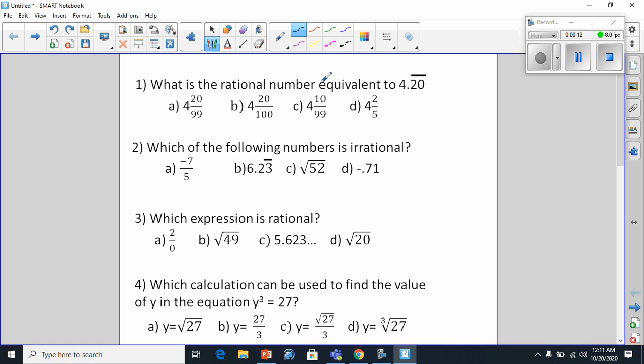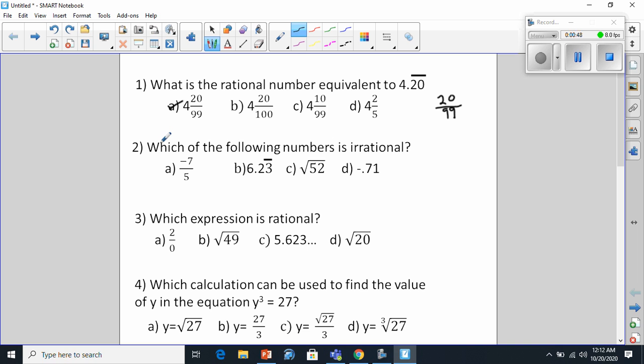What is the rational number equivalent to 4.20 repeating, so 20 repeating? Well, remember that 4 is always going to be the number in front, so all these have 4 in there. That doesn't give us much of a clue. And then the line over 20, when there's a line, we put 9s underneath the number, right? 20 over 9, and it goes under each one of them. That'd be 20 over 99. I'm thinking A, 20 over 99. The rest of these don't have that.